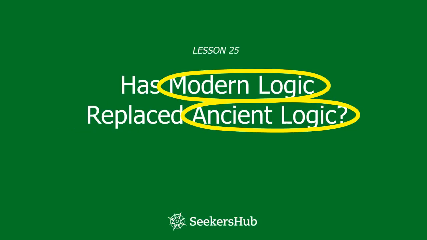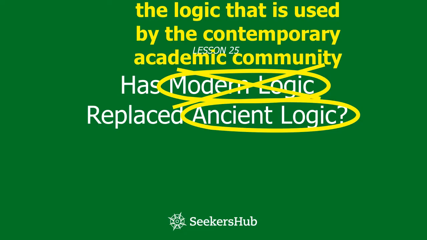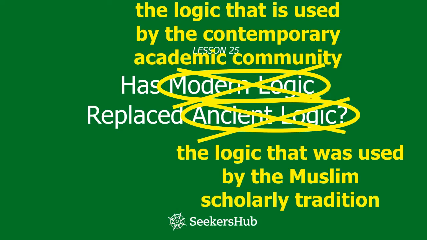And then let's try and rephrase the question in a more neutral way and replace modern logic with the logic that is used by the contemporary academic community. So if you go to a university, the logic that you will study is not the logic that you've studied in this course. You will study something that looks a little bit different, or a lot different, as you'll see soon. And let's replace ancient logic with the logic that was used by the Muslim scholarly tradition. So with that, let's move forward.